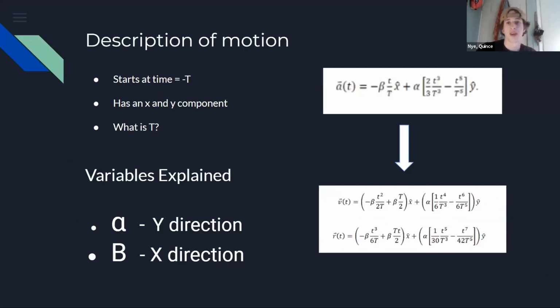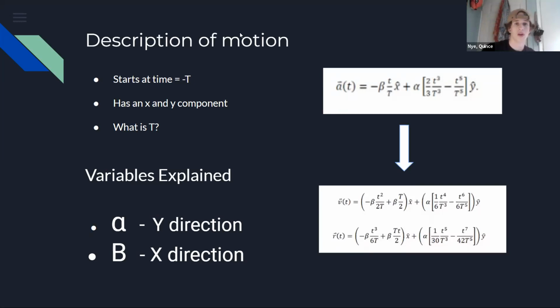We've been given the equation for acceleration, but we can't really get much out of that. So to get any useful information, we have to integrate the acceleration equation as we learned in class to get the velocity with respect to time function. And integrating that again, we can get our position with respect to time, r of t.